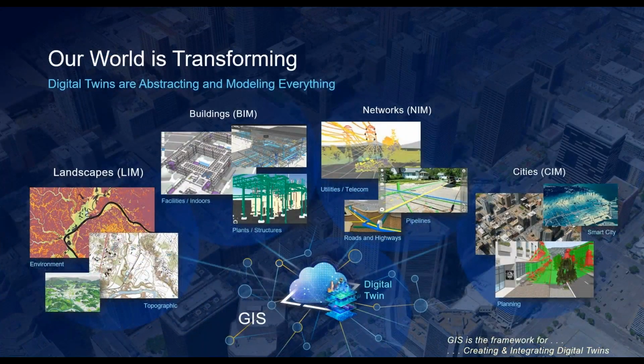Now, the world is changing a lot, and digital twins are really allowing us to begin to abstract and model everything. We're seeing a lot of different building models come out, building information models, network models, landscape models, and we want to be able to bring all of these together.